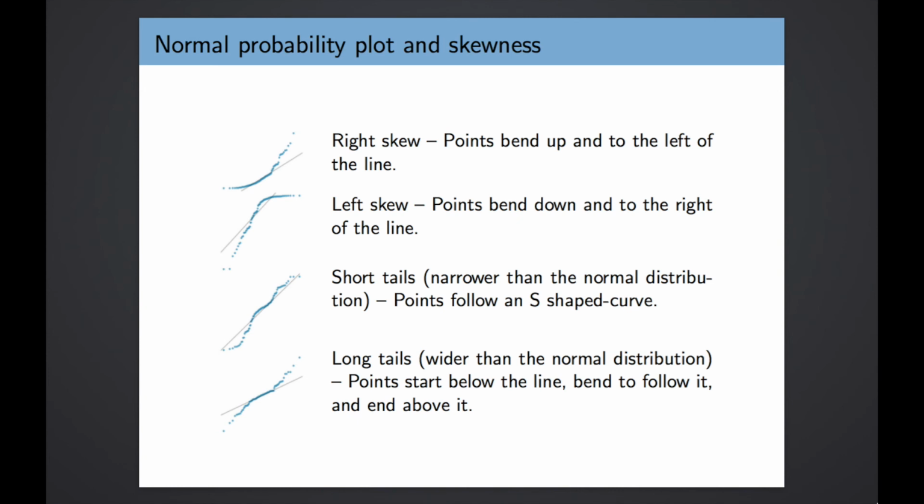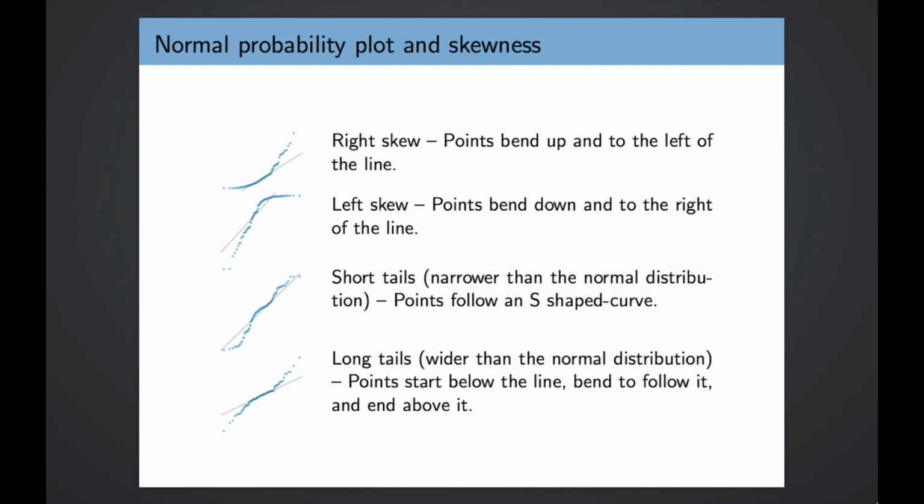But let's look at a couple of other shapes that we might see in the normal probability plot and what that would tell us about our data. If the data is right skewed, we would expect to see this sort of swoosh, this U shape, bending around the ideal straight line. If the data are left skewed, we would expect to see this sort of inverted U shape where the points bend down and to the right of this normal line.